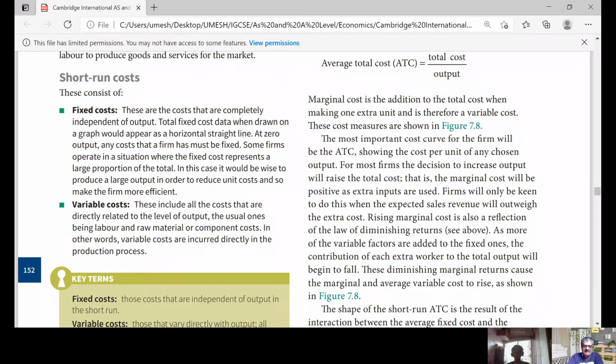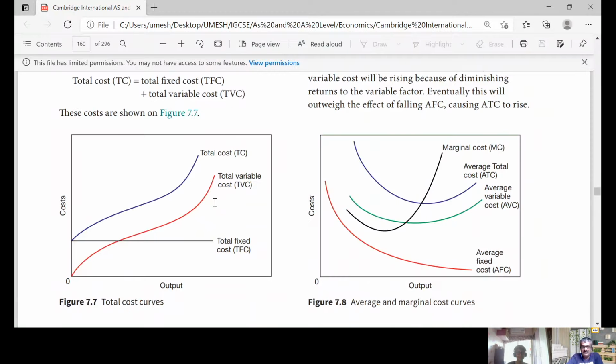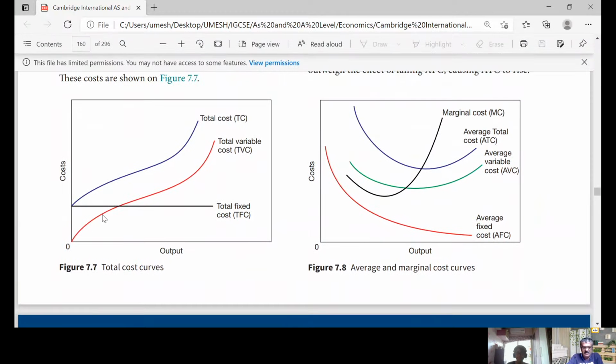Okay. As the name suggests, and as you can see on the screen, the fixed costs are the costs that are completely independent of output. That means they are not related to output. Total fixed cost data, when drawn on a graph, would appear as a horizontal straight line parallel to the x-axis. If you see the black line on the screen, this is the total fixed cost line.